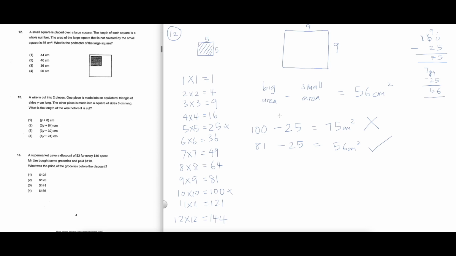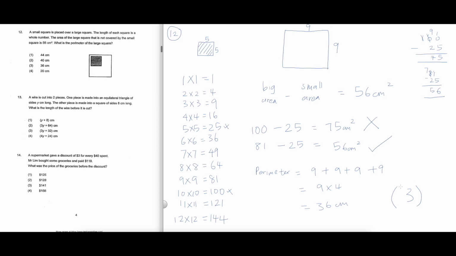It's tough, but once you understand it, you'll feel very fulfilled and satisfied. Okay? What's the perimeter of the large square? So perimeter is just adding up all the sides, right? So let's do it. 9 plus 9 plus 9 plus 9, which is also equals to 9 times 4, which is equals to 36 cm. So my answer is 3.